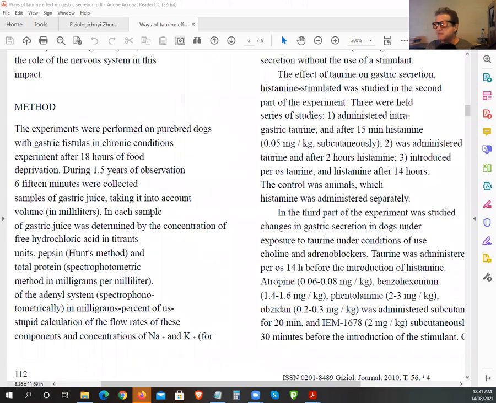So that's the method that they used. Experiments were performed on purebred dogs with gastric fistulas in chronic condition, after 18 hours of food deprivation, during 1.5 years of observation. Every 15 minutes samples of gastric juice were collected, taking into account volume. In each sample, the concentration of free hydrochloric acid was determined in titration units, and pepsin by Hunt's method. So these are just methods that are out there, well established, and total protein.